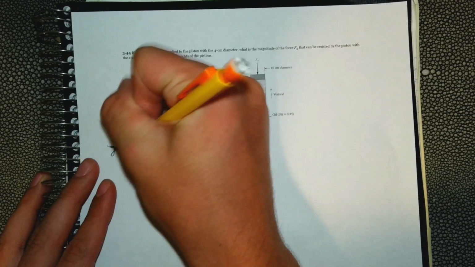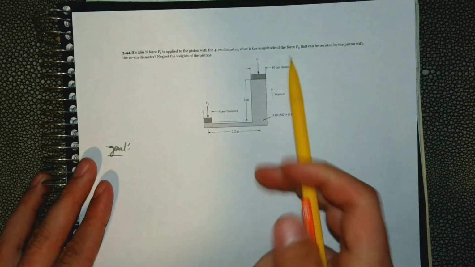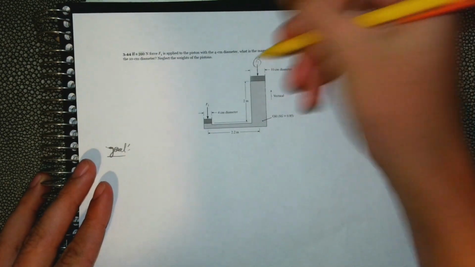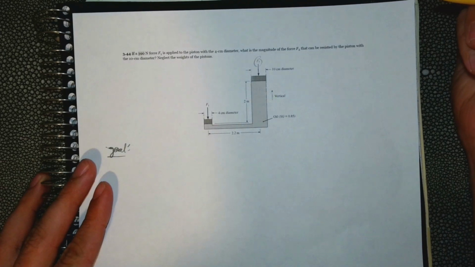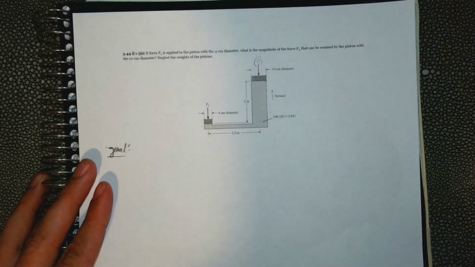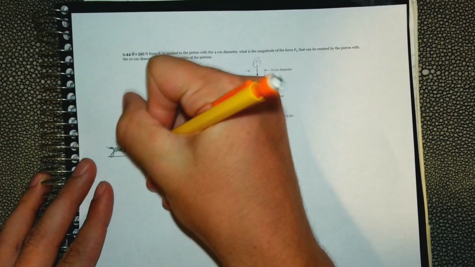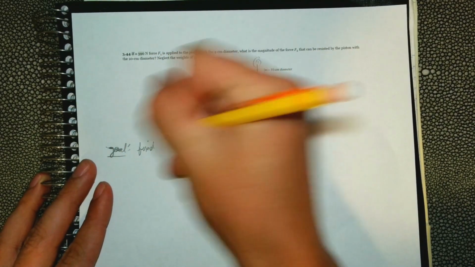First things first, always think of what the goal is. Our goal is to find F2. So we're trying to find this force that can be resisted by the piston with a 10 centimeter diameter. So find F2, basically.